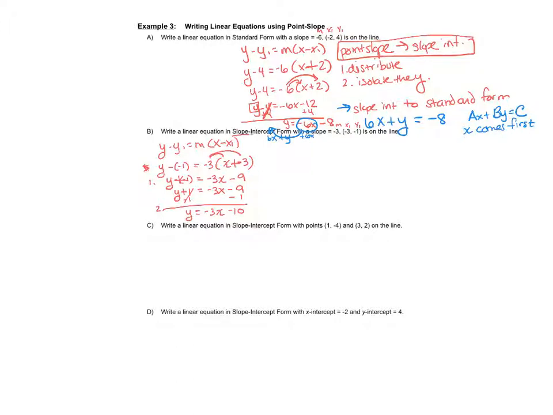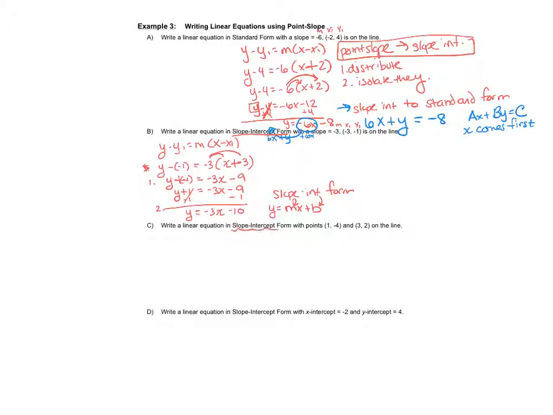And it asks for slope-intercept form. I have it in slope-intercept form. Slope-intercept form is y equals mx plus b. Because it has a slope, m, and an intercept, b. Remember, point slope has a slope and a point.